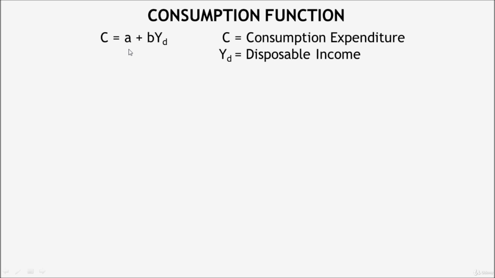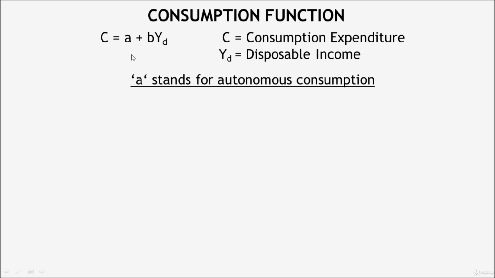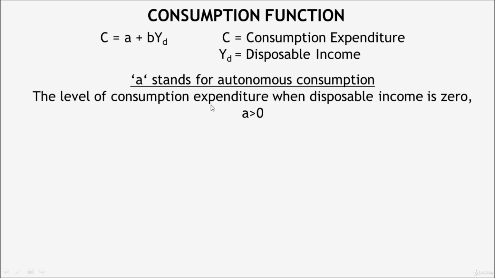Let us now see the meaning of the parameters. Here, A stands for autonomous consumption. That is the consumption expenditure when disposable income is 0. And autonomous consumption is always positive, as we have to consume even if our disposable income is 0. Autonomous consumption is found setting disposable income equals 0. Here we observe that if we set disposable income equals 0, the consumption expenditure is A, that represents the autonomous consumption.